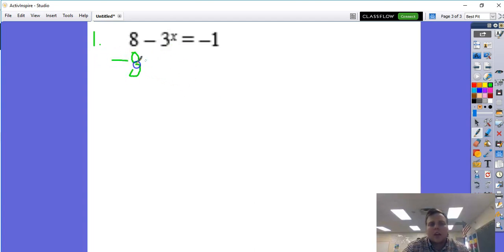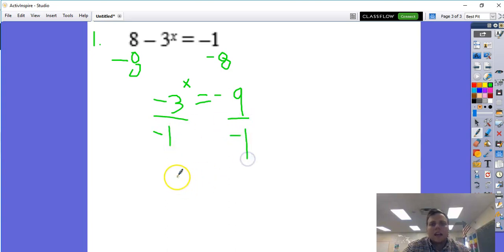subtracting 8 on both sides. So now I have negative 3 raised to the x is equal to negative 1 minus 8, which is negative 9. Divide by negative 1 on both sides. And that gives me 3 raised to the x is equal to a positive 9. And now I have the base by itself, 3 to the x.